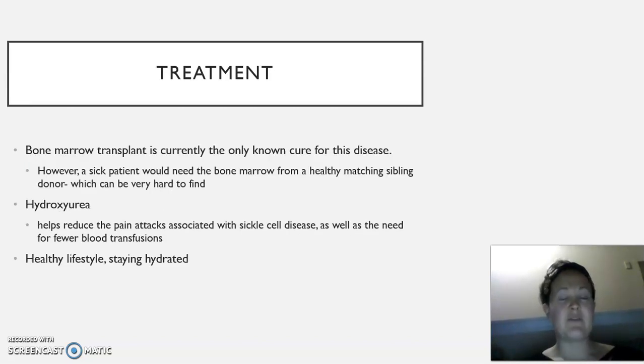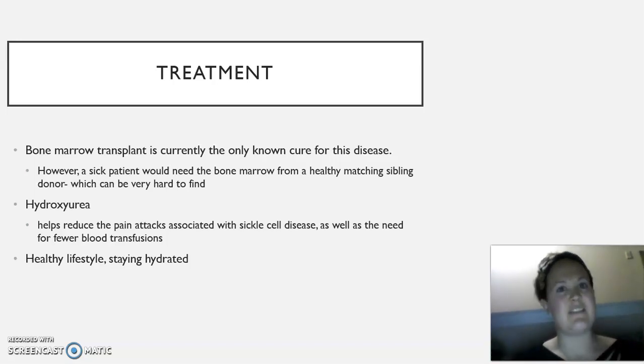Some treatment for sickle cell disease. Currently, a bone marrow transplant is the only known cure for the disease. However, for this to happen, the sick patient needs to have a matching donor, and it needs to be from a healthy sibling. So this is really hard to find because usually if a person has sickle cell disease, their sibling usually has the sickle cell trait, so they wouldn't be considered the healthy match. So it is really hard to find a match for this.